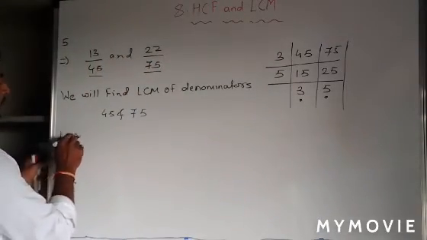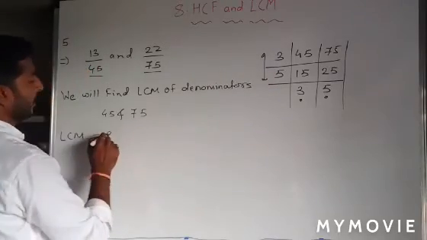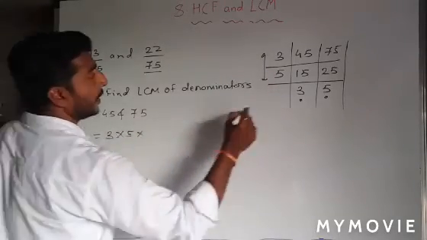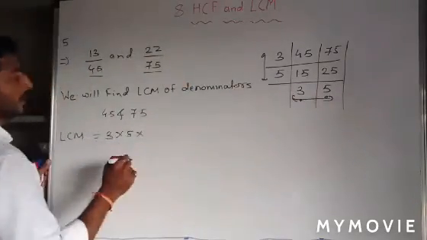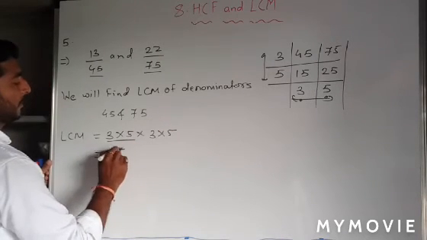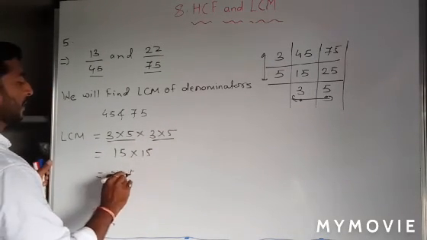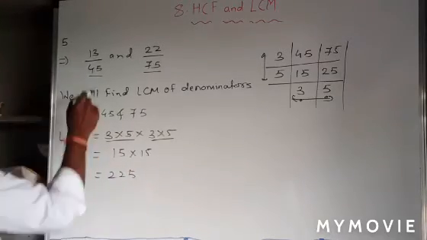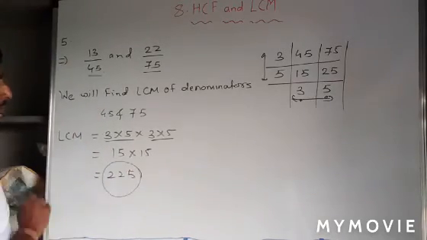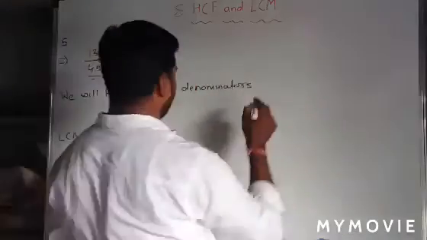So the LCM will be equal to, take these two numbers, 3 into 5. Again you will take these two numbers which are left on the downside, that is 3 into 5. So here 3 5s will be 15 into 3 5s will be 15, and 15 into 15 is 225. That means what? Your denominator should be what number? It should be 225.